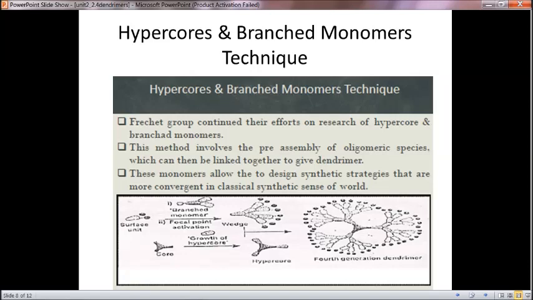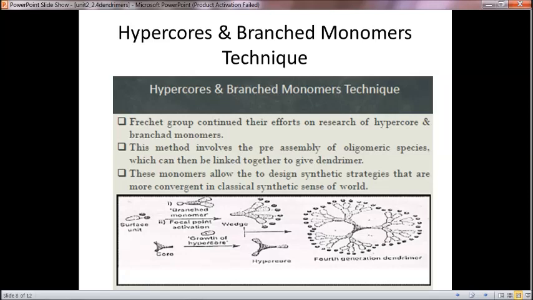the surface unit and core are taken, and branched monomer focal point activation and growth of hypercore is done. So branched particles are made to have more surface units by the focal point activation, and then wedges are formed, and the growth of hypercore can also be done, so that fourth generation dendrimers emerge. This is another method of the hypercore and branched technique.